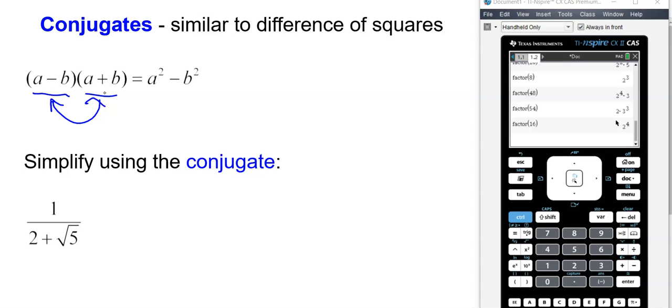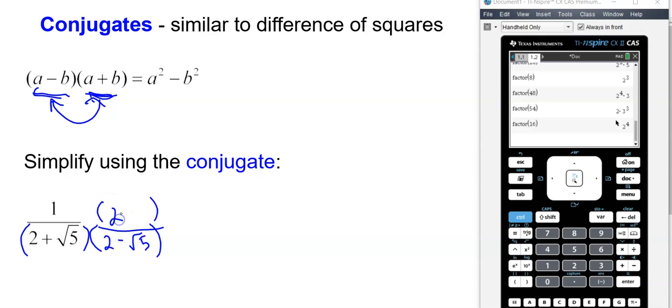I think the other day we rationalized the denominator. We still don't like that irrational number of square root of 5 in the denominator, but we're going to use a different technique. Because it's a binomial, we're going to multiply it by the conjugate. The conjugate of a plus b is a minus b. So the conjugate of 2 plus square root of 5 is 2 minus square root of 5.